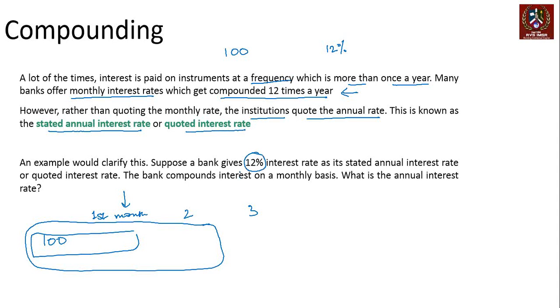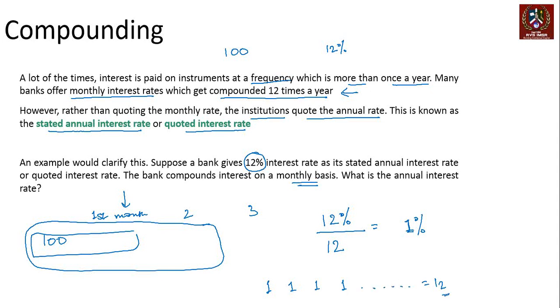Now, suppose a bank compounds interest on a monthly basis. What does that mean? Every month you take your stated interest rate and divide it by the number of periods that the interest will be paid for during the year. In this case, if it is being paid monthly, the number of periods is 12, which means every month you are being paid 1%. Correct? Now, if this was simple interest, every month you will make 1 plus 1 plus 1 plus 1, 12 times, that will give you 12, right?